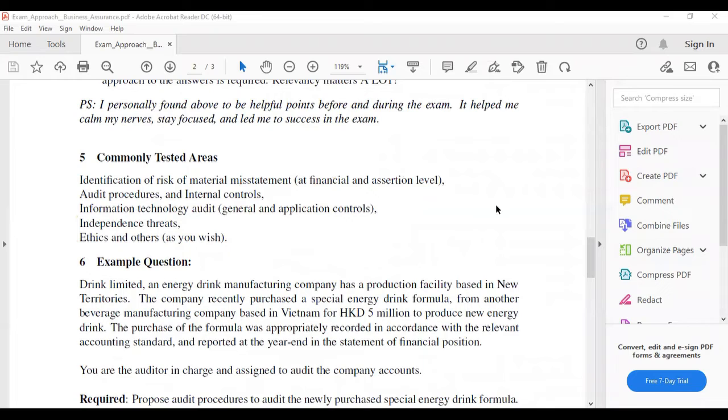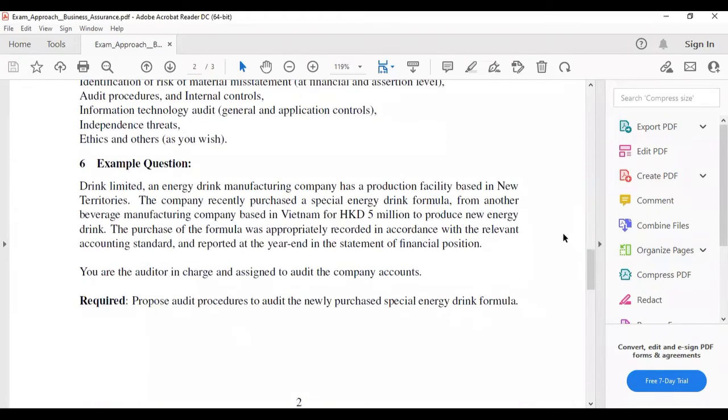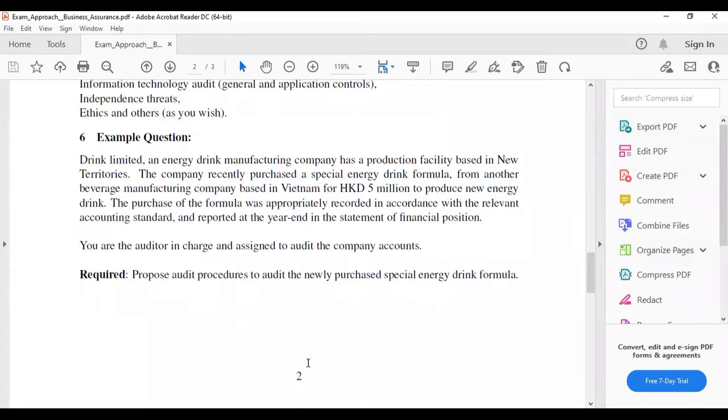Let's look at an example here on how to actually approach this example question. I won't be discussing the answer to this sample question, but you can try to follow how to break this question down, how to understand this question, and what the different variables are that you can look for in these questions.